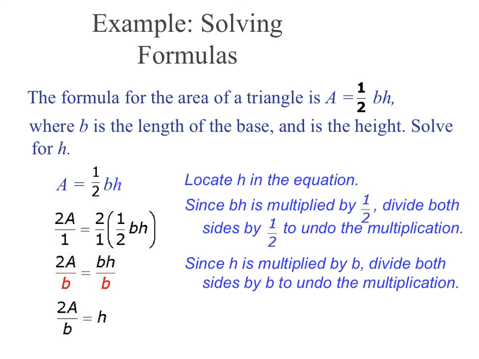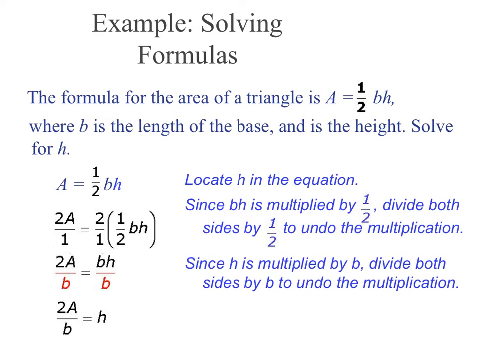Sometimes we'll be solving something called a formula. A formula is an equation that we use all the time for the same situation, like a formula for area or a formula for converting Fahrenheit into Celsius. So here we have the formula for the area of a triangle, A equals 1/2 base times height, where B is the length of the base and H is the height. And we want to solve for H in this case.